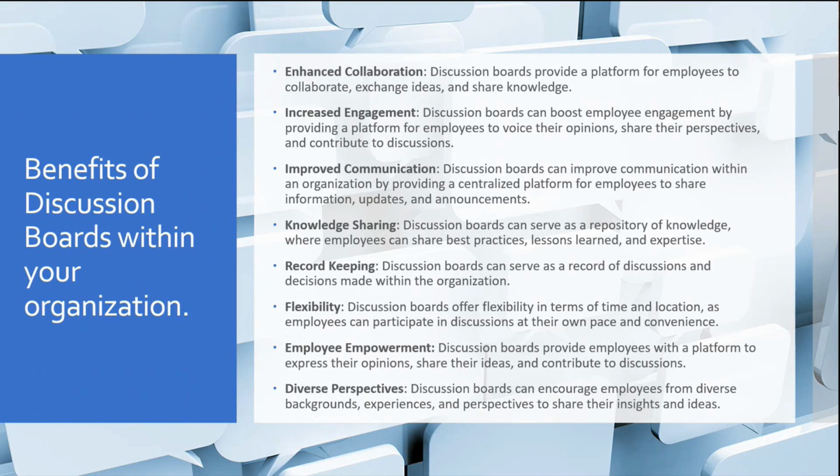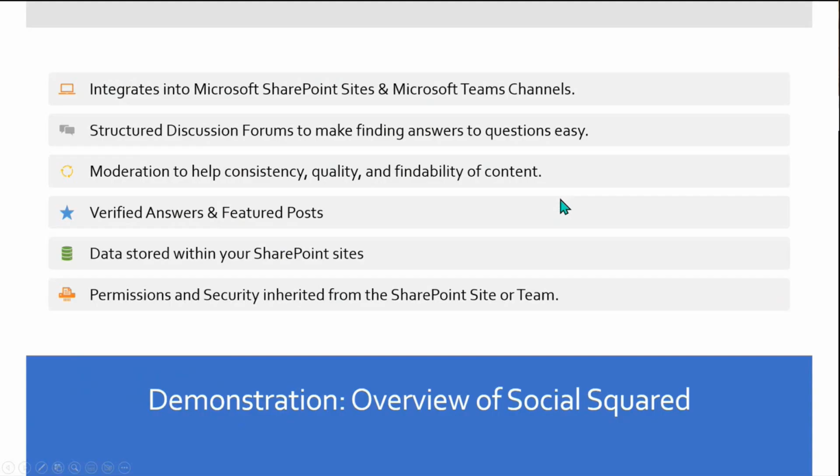So that's basically what this is giving us. It's giving us that enhanced collaboration. It's giving us increased engagement as well. So if people can get the answers to their questions from different people, different perspectives, then they will do. And of course, it's given that ability to knowledge share as well. And of course, the flexibility of where you post these questions, where you find these answers. So through the Teams platform and through the SharePoint platform, and of course the mobile platform as well, we're always able to use Social Squared and gain the answers to those questions.